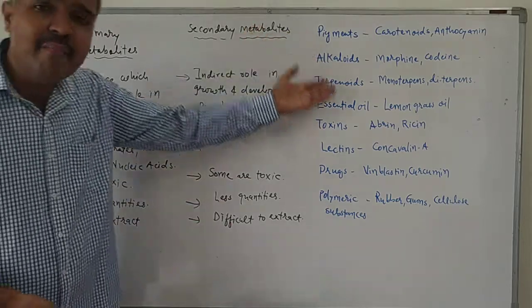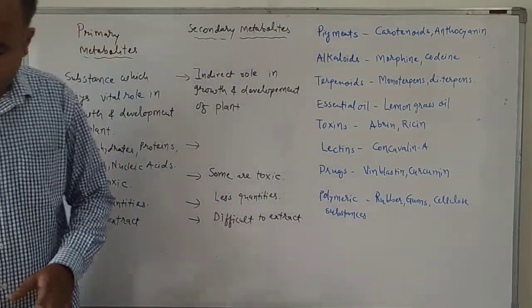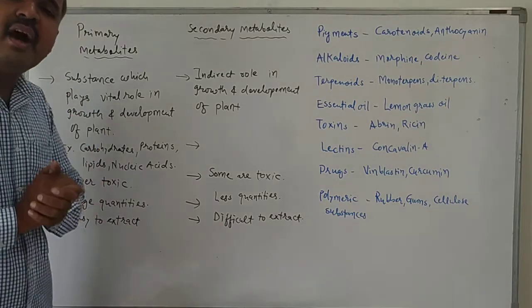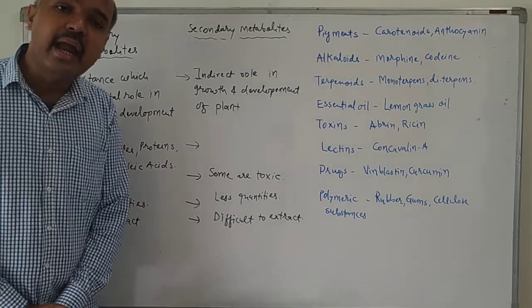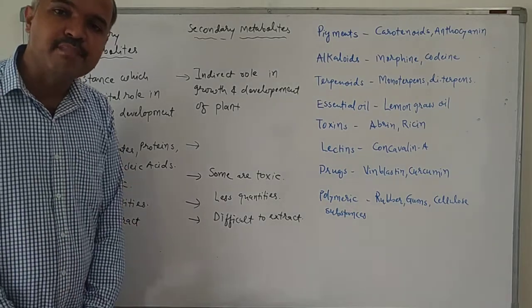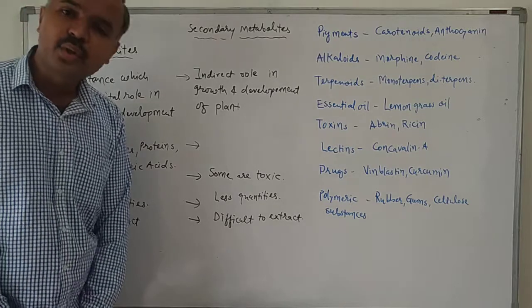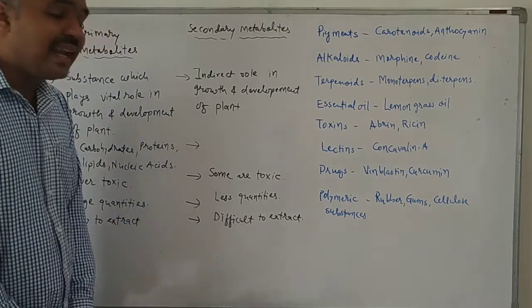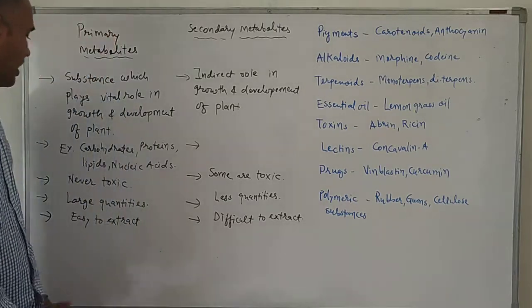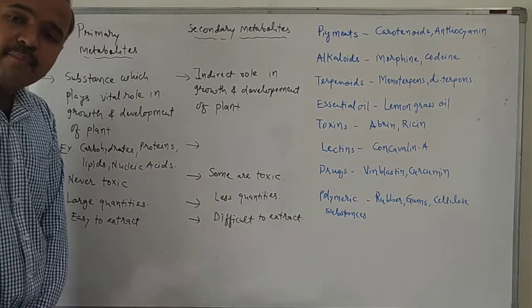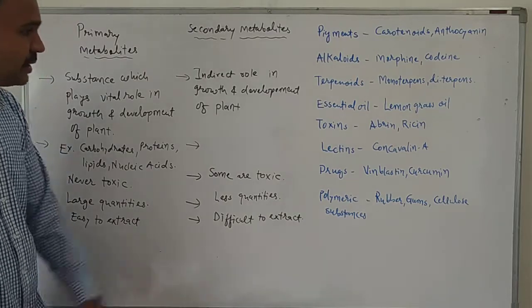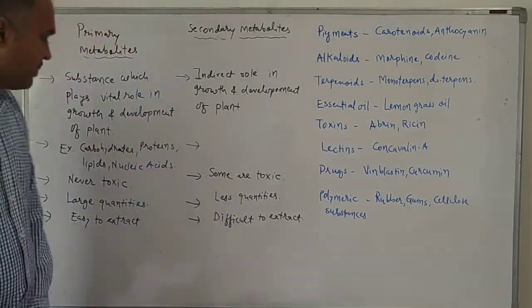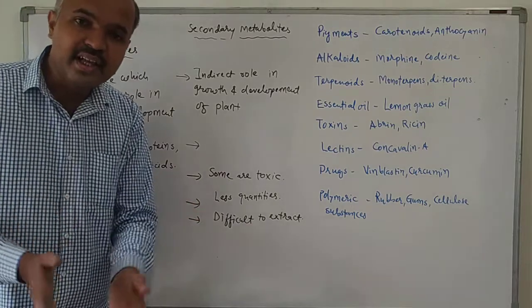Then we just have to remember the examples of secondary metabolites. What we have said so far is that primary metabolites are those substances which play a vital, direct role in the growth and development of the plant, whereas secondary metabolites are those substances which play an indirect role in the growth and development of the plant. So they are less important for the plant body. Examples of primary metabolites are carbohydrates, proteins, lipids, and nucleic acids, whereas examples of secondary metabolites are given over here, and they are also given in the textbook in the form of a table.